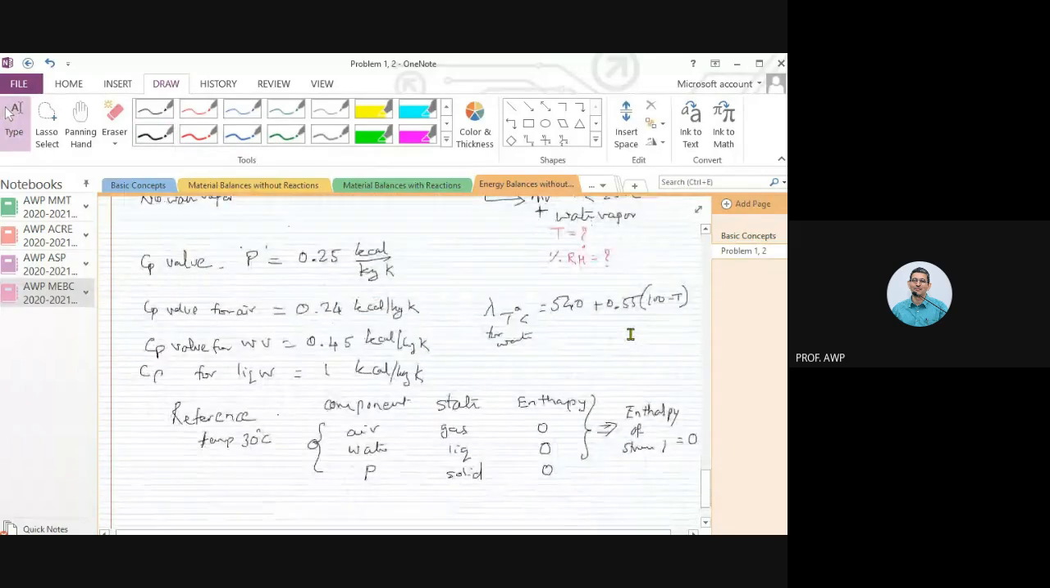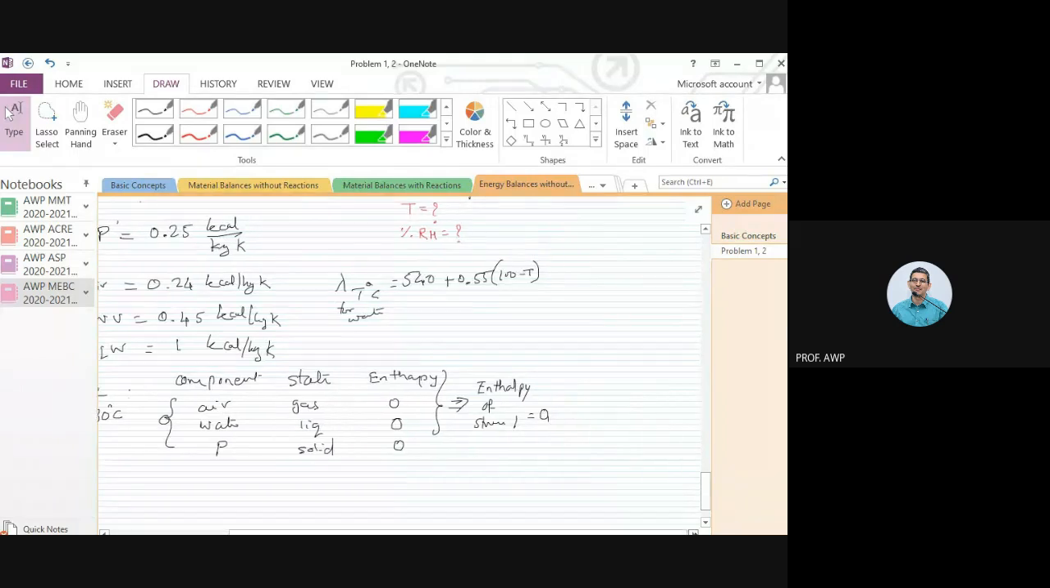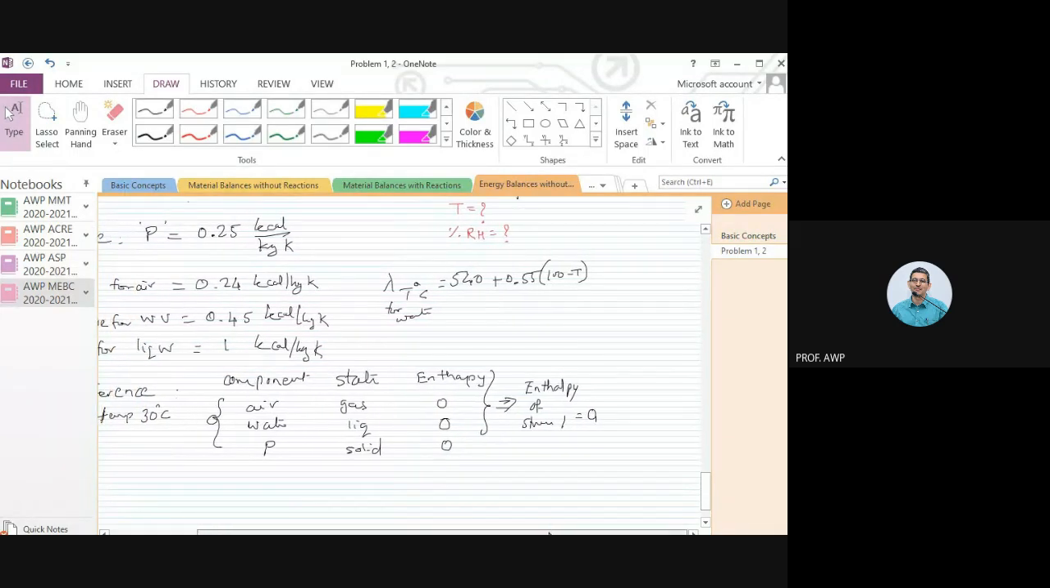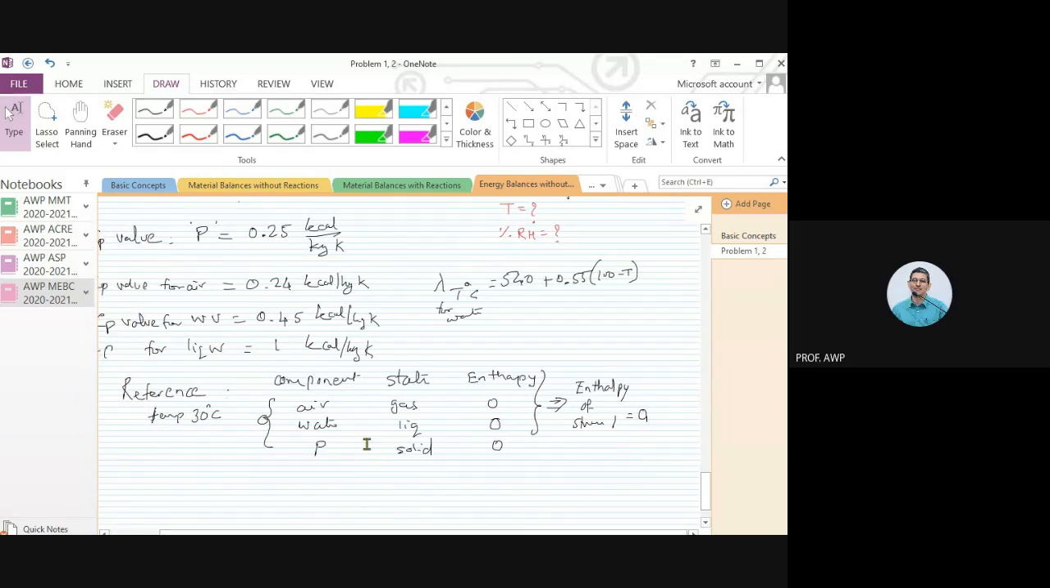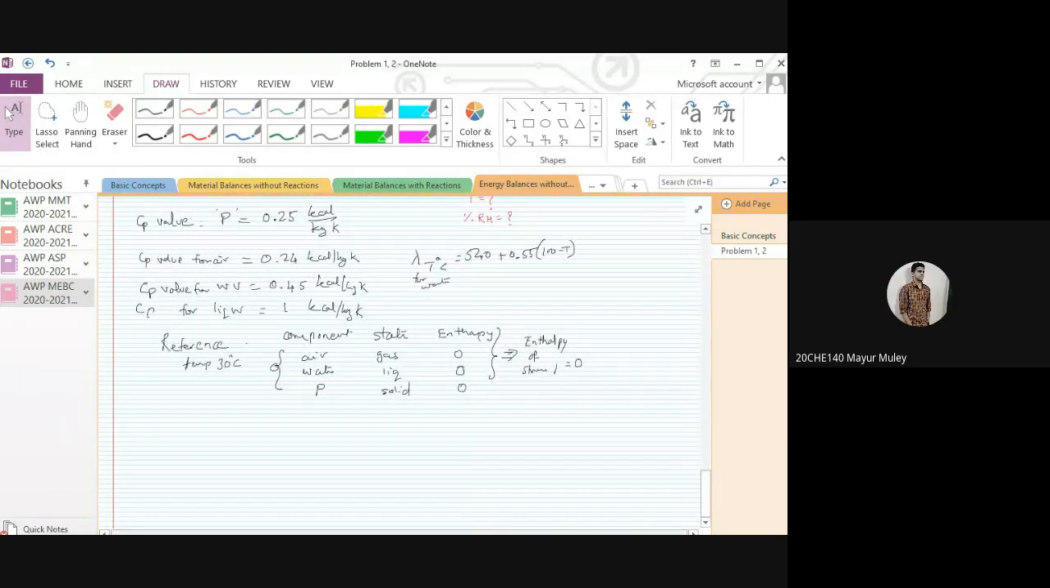Do you agree with this? Yes, no? Only Praveen is agreeing with me. Arya, 2, 3 people have agreed with me. Mayur, yes, sir. Agreed. 4. Right? You take this as a reference. Mayur, you solve it by both methods, by your method also and by this method also, and make sure that you get the same answer.